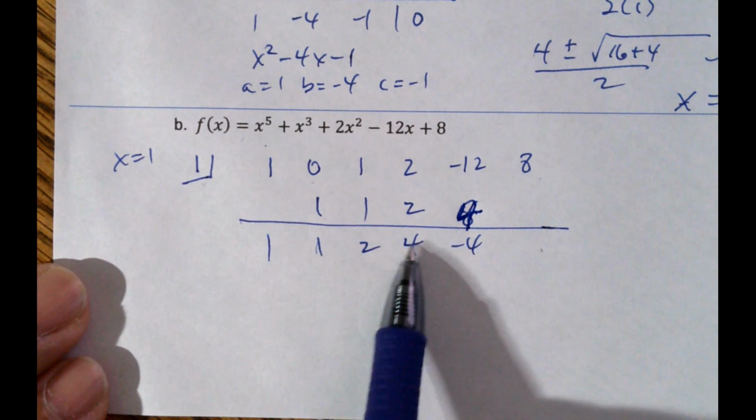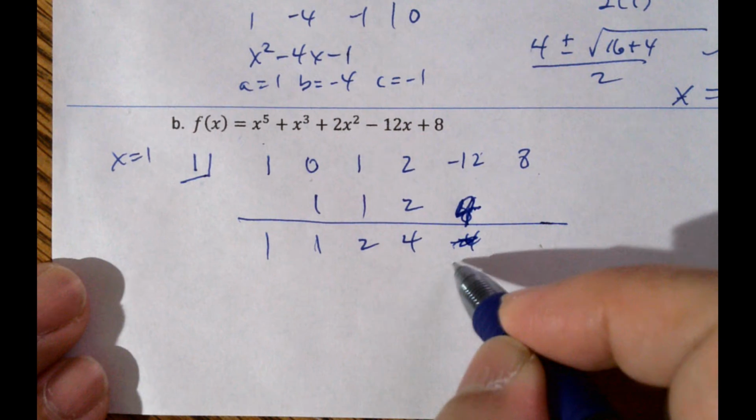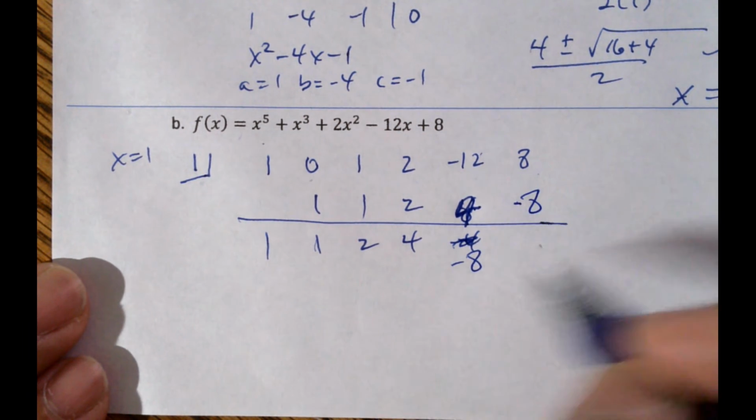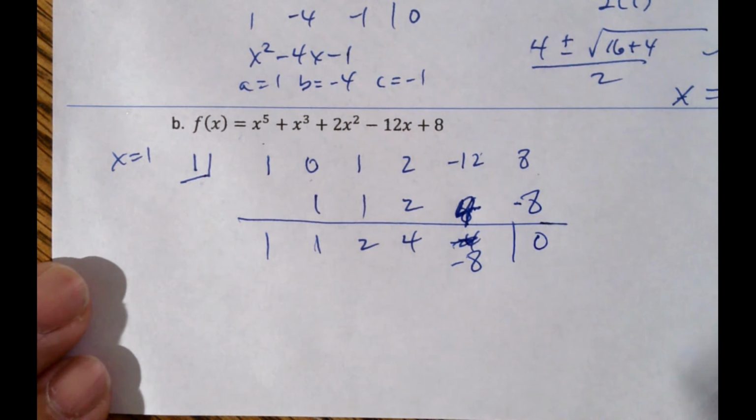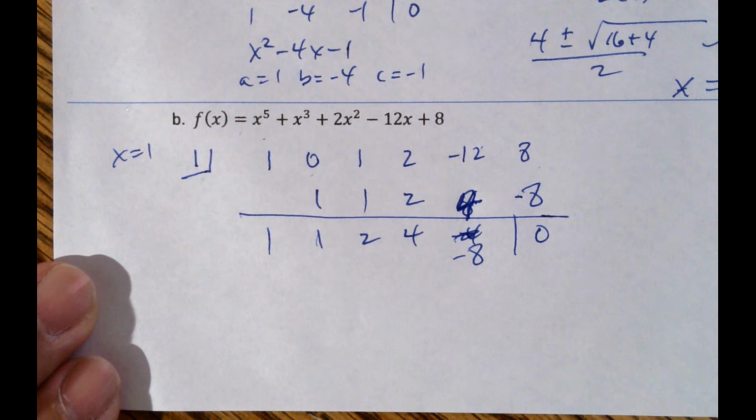1 times 4 is 4. I don't know why I wrote 8. Okay. And negative 12 plus 4 is negative 8. Negative 8 times 1 is negative 8. 8 plus negative 8 is 0. All right. Now, so I did it once.